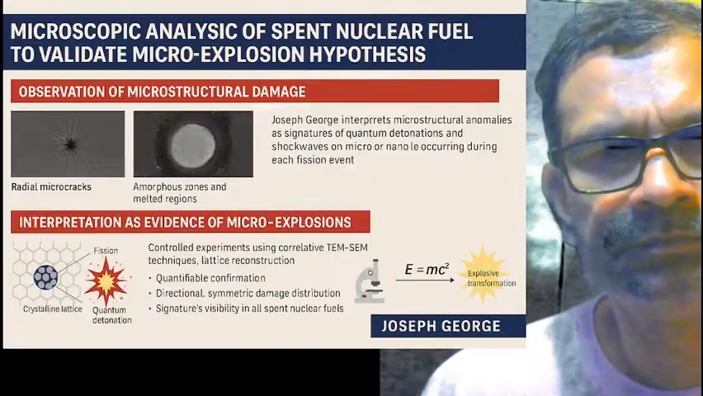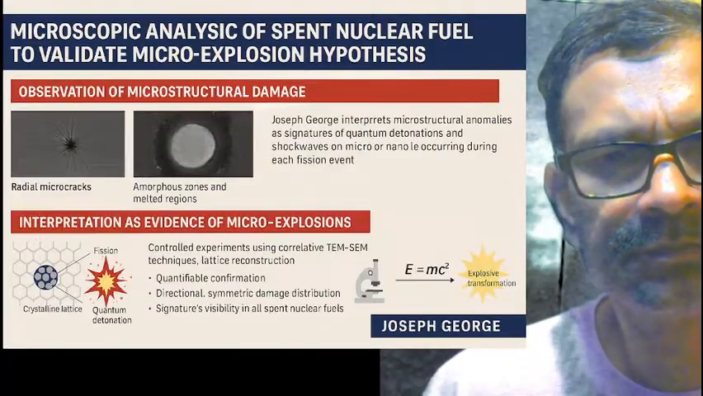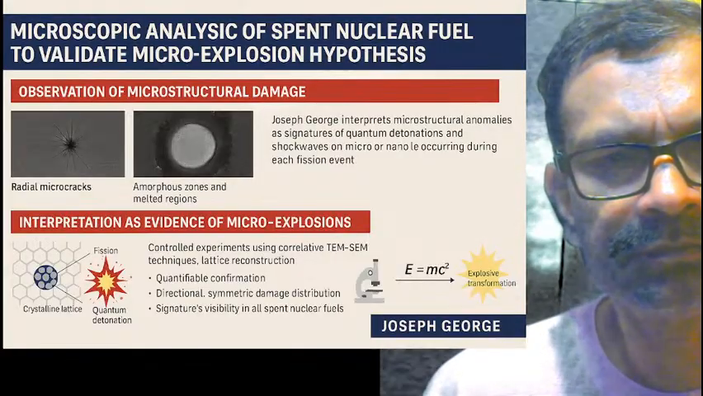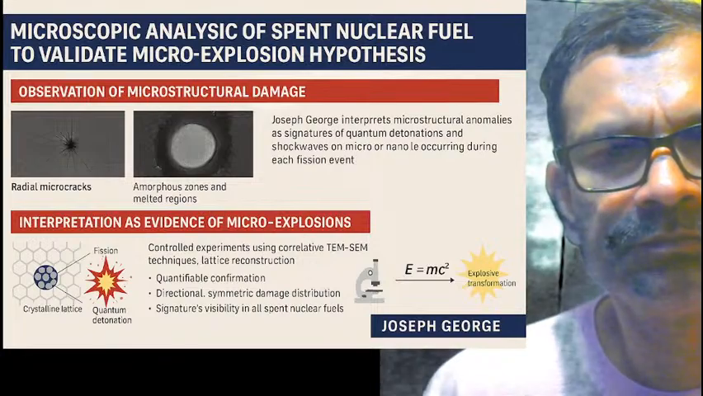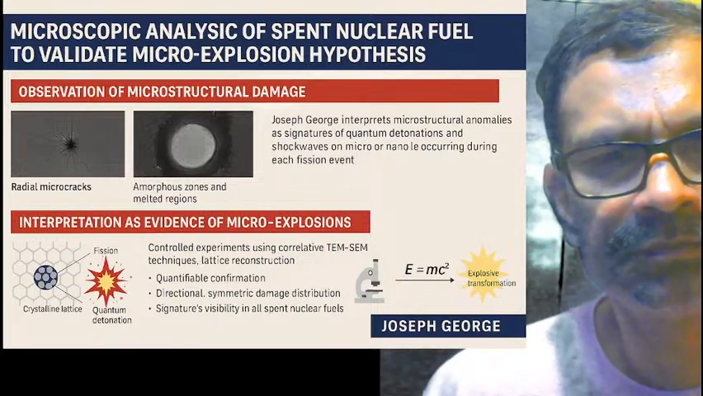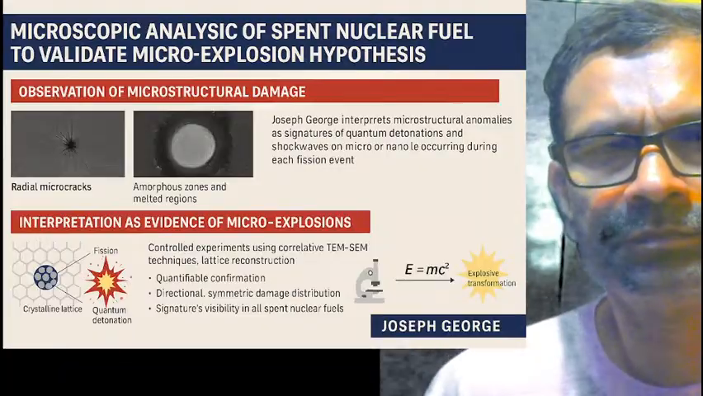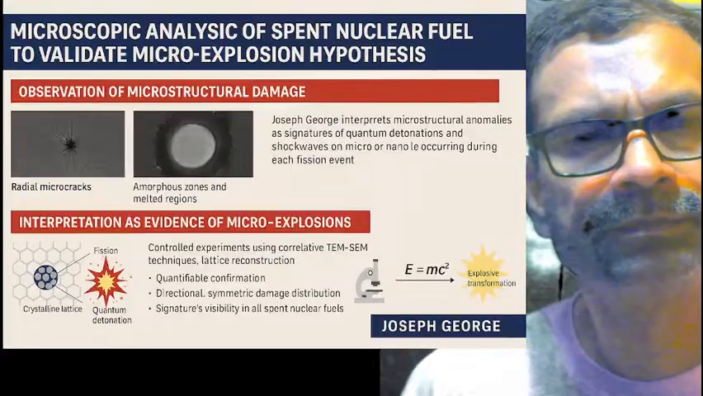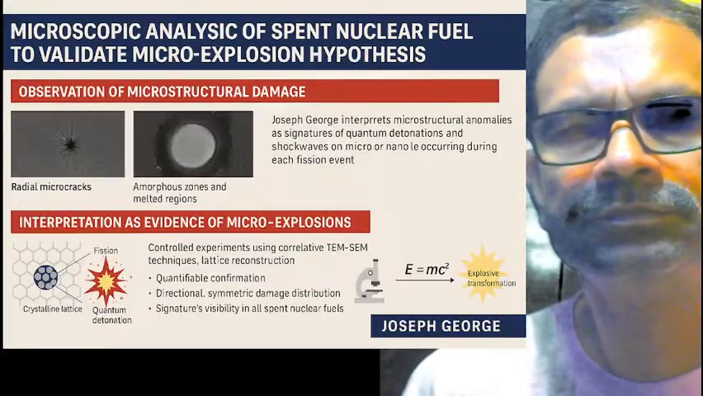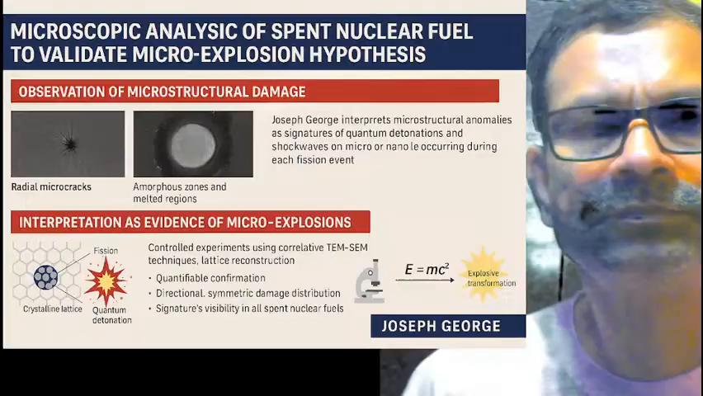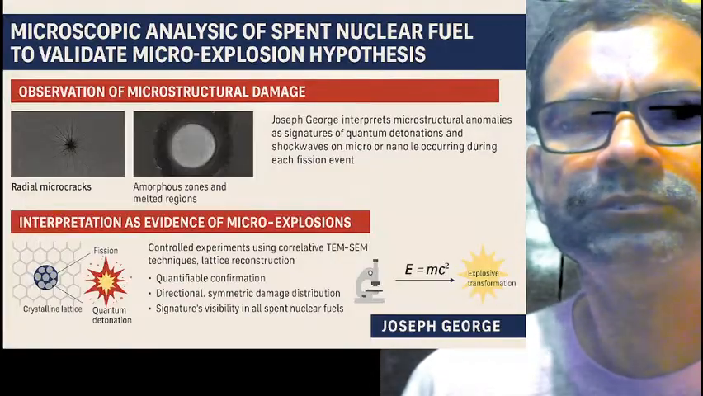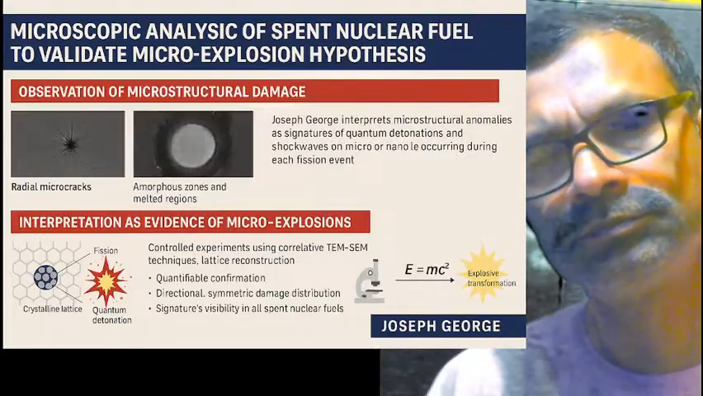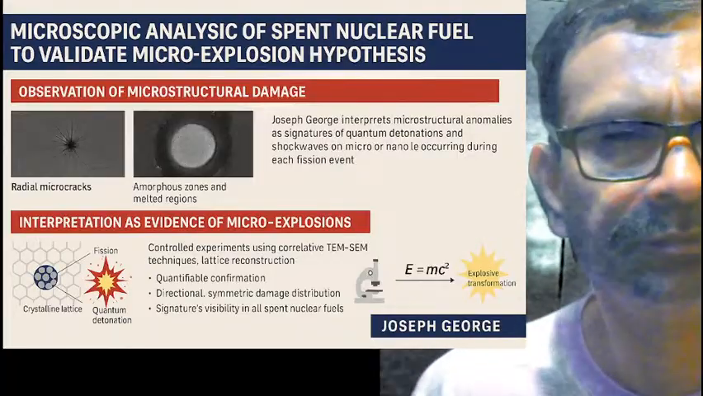1. Observation of microstructural damage. Joseph George points to high-resolution microscopy, such as transmission electron microscopy (TEM) and scanning electron microscopy, to investigate the microstructure of spent nuclear fuel. These methods reveal radial microcracks, amorphous zones and melted regions, and shockwave-like spherically distributed damage patterns. These features are difficult to explain purely through thermal or mechanical stress, but align well with what one would expect from localized explosive events at the micro or nanoscale.